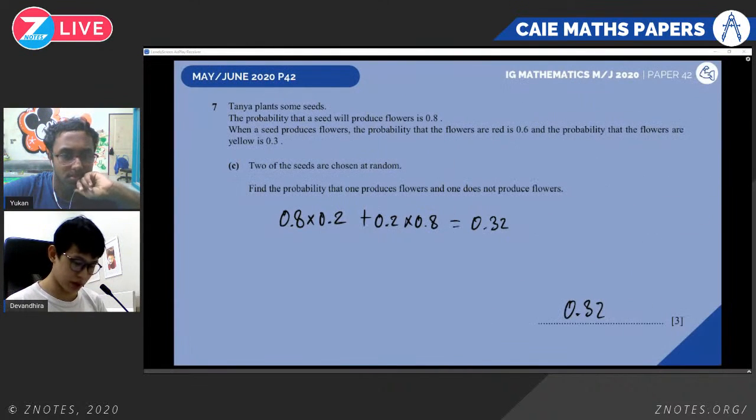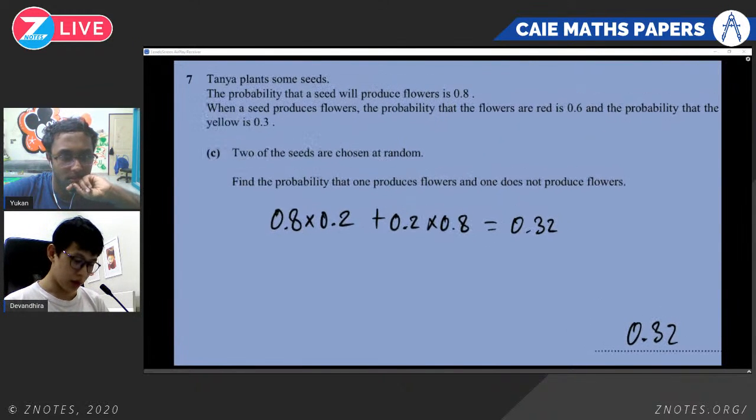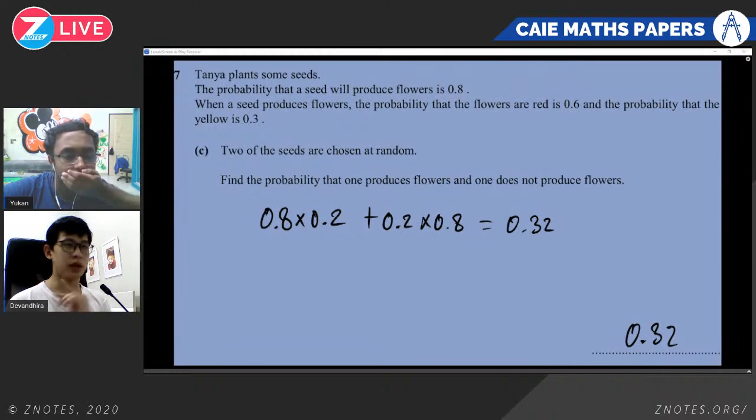All right. So next question. Two of the seeds are chosen at random. Find the probability that one produces flowers and one doesn't produce flower. Right. So there are two possibilities for these two seeds. Either the first one produces flower and the second one doesn't, or the first one doesn't and the second one does. Right? It's either yes, no, or no, yes.